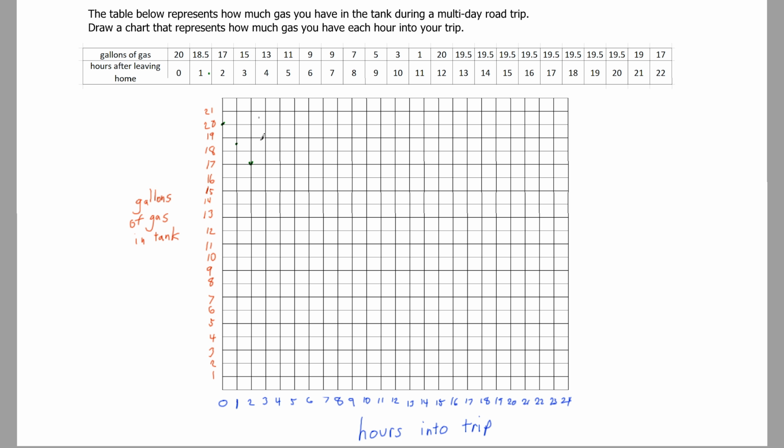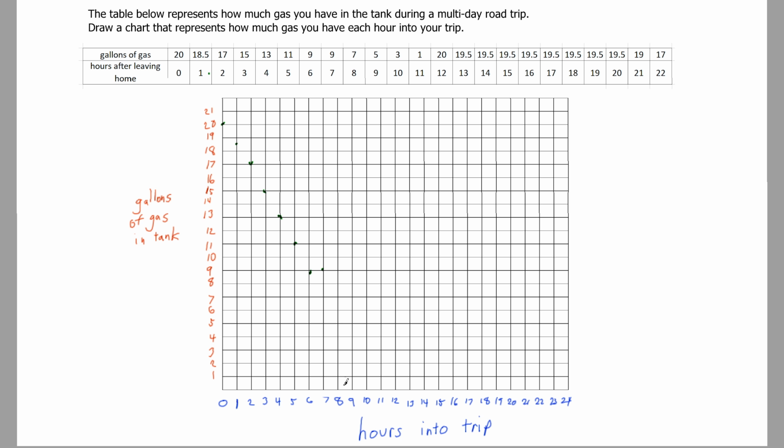The next hour, 15, 13, 11, 9, and then 9 again for the next hour, so we didn't lose any gas between these 2 hours.